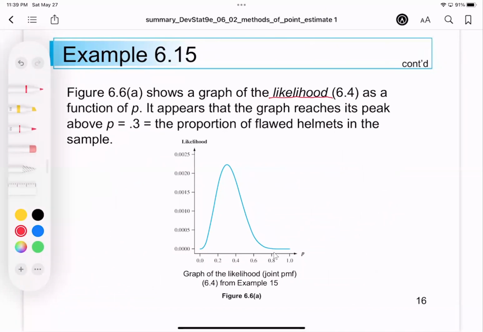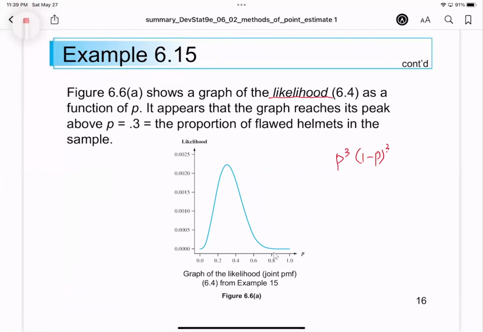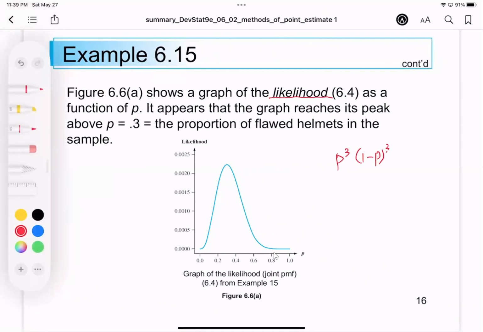So if we think about this function, p to the power of 3 times (1 minus p) to the power of 7, this is really a function of p. And if we plot it, I'm going to denote this function as the likelihood of p, L of p, okay? For this likelihood of p, when we plot it, this is how the picture looks. The p is the proportion of passwords that have strong protections. So p is between 0 and 1.